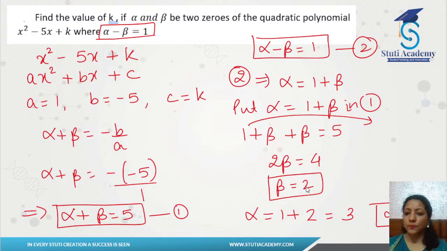Finally, beta is 2. Now in the next step, we've picked up this value of beta and we've put it here in this equation. So alpha is 1 plus 2, that is 3. So alpha is 3. So that's how we've got the values of alpha and beta.